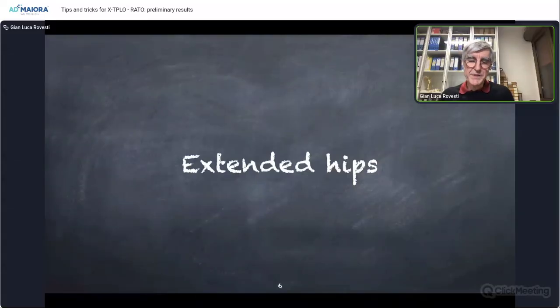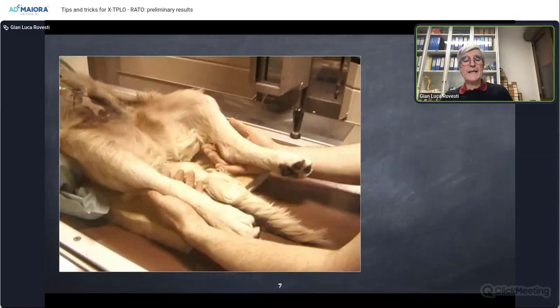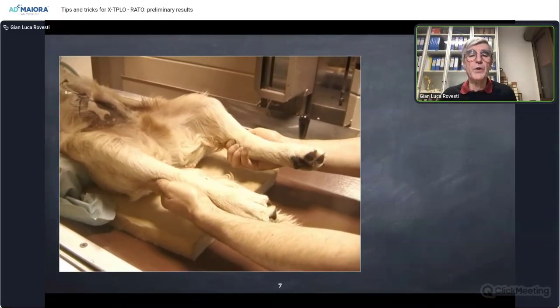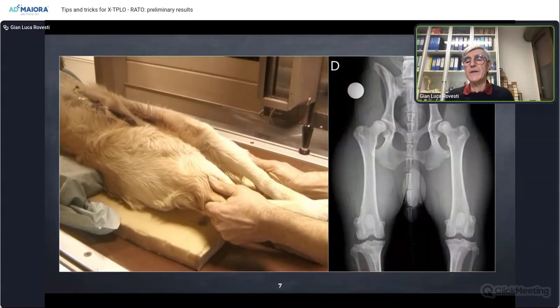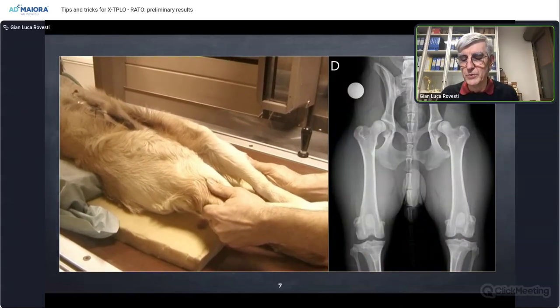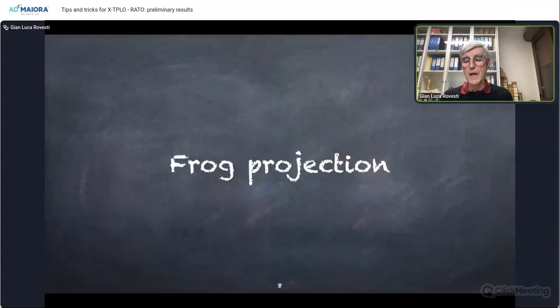Very briefly, because this is not a complete course on that, but just to introduce some concepts, some food for thought. So, extended hips: I think that we all know the technique for extended hips, and the kind of picture that we want to get is this kind of picture.